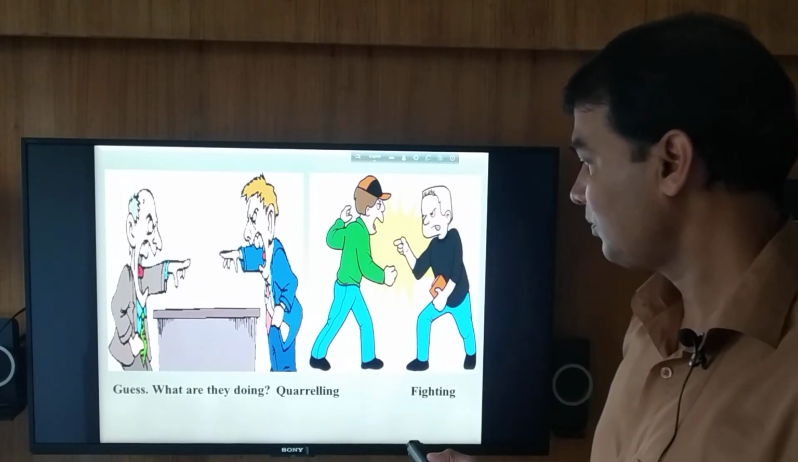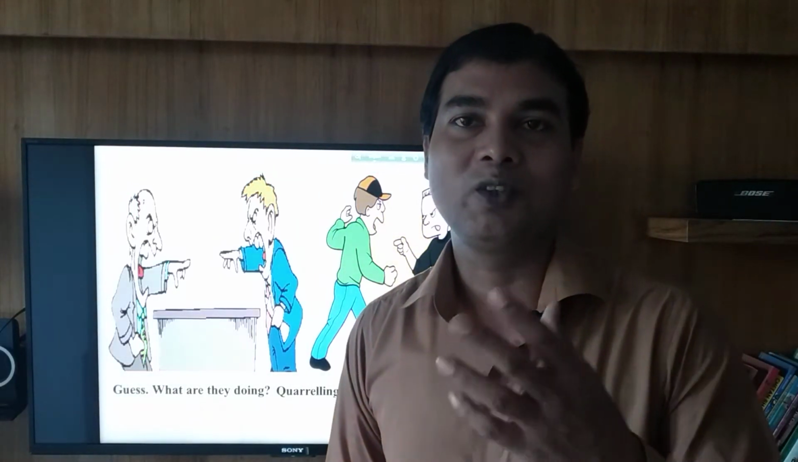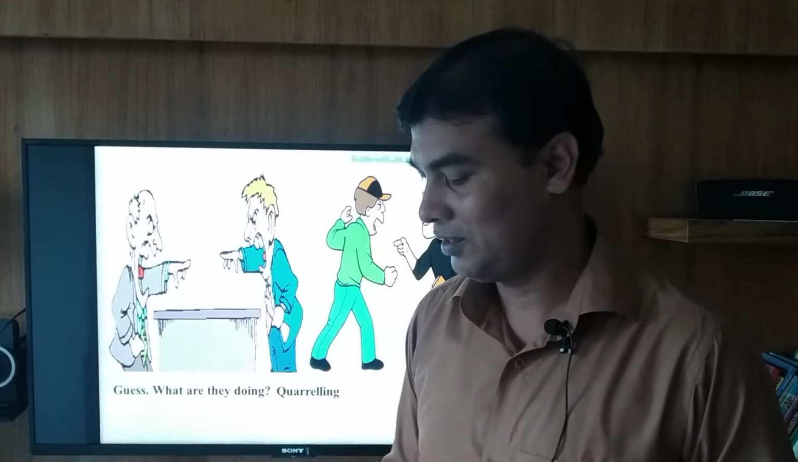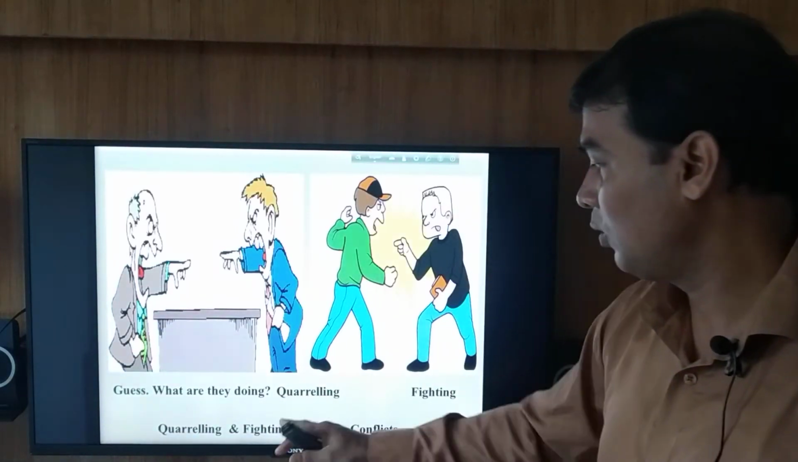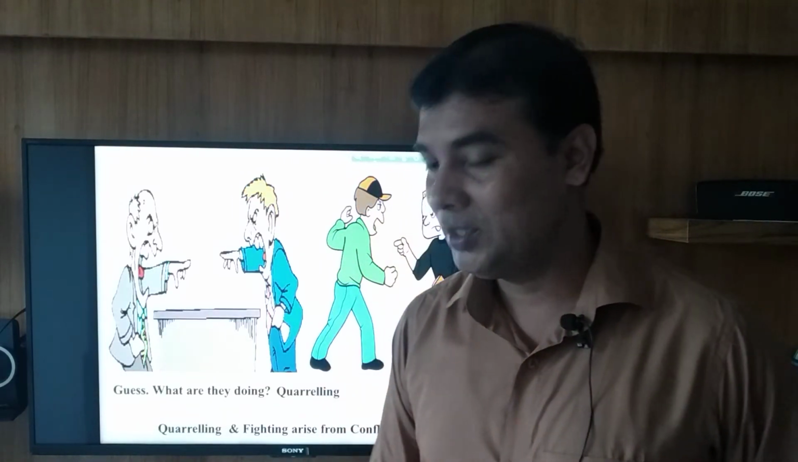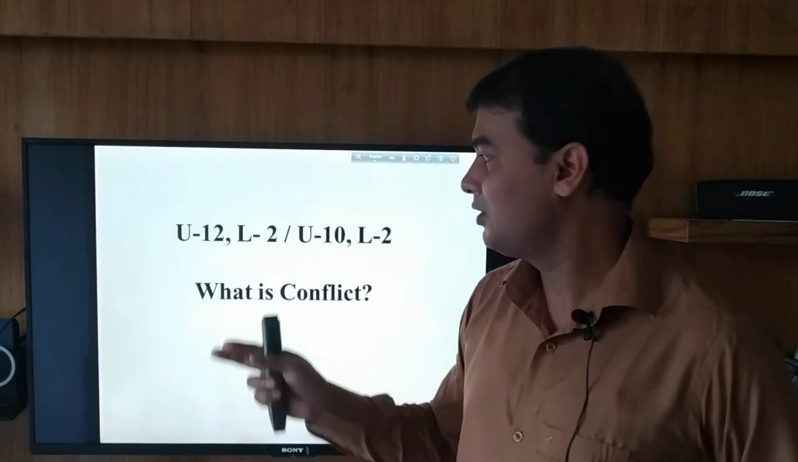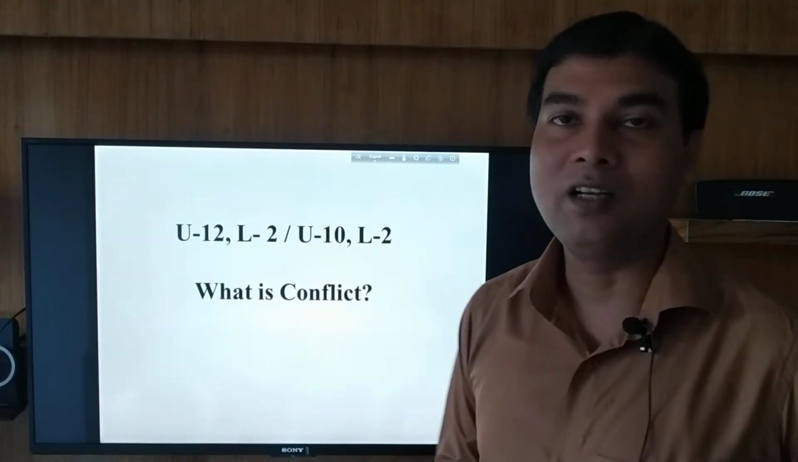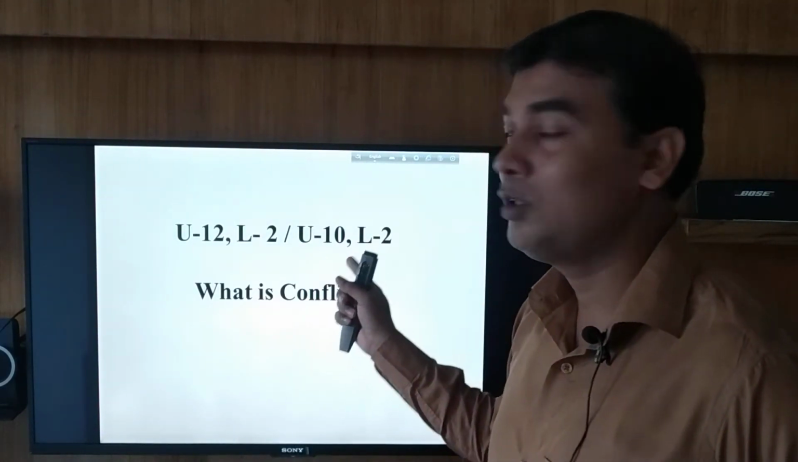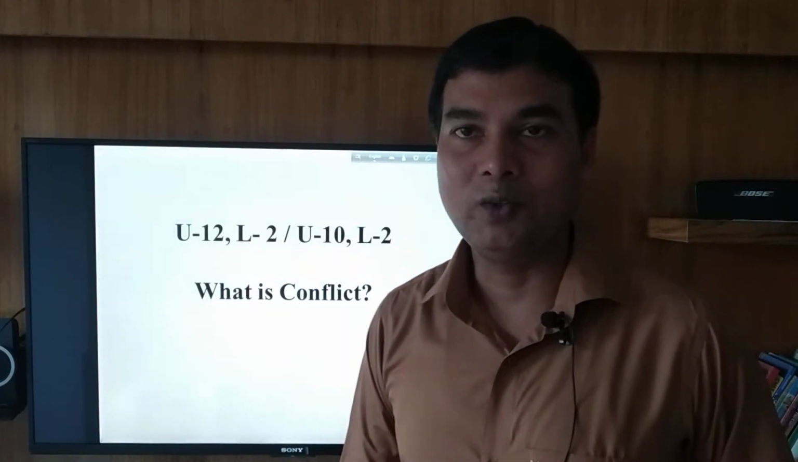So quarreling and fighting, this denotes a sort of conflict. So we can say quarreling and fighting arise from conflicts. So our today's topic is what is conflict, and it is in your textbook unit 12 lesson 2, and if you have a copy of the new edition you will get it in unit 10 lesson 2.